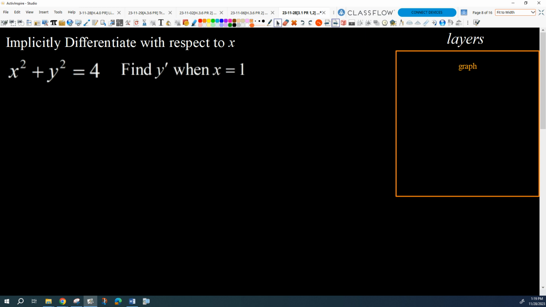Okay, so how about this one? Find y prime when x equals 1. What are our options? Well, you could solve for y and get two separate functions that I differentiate individually, or way better, just implicitly differentiate with respect to x. Okay? So if I do that, what am I going to get? What's the derivative of x squared with respect to x? 2x.